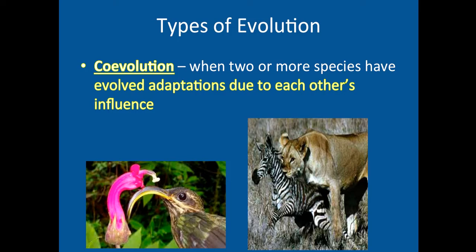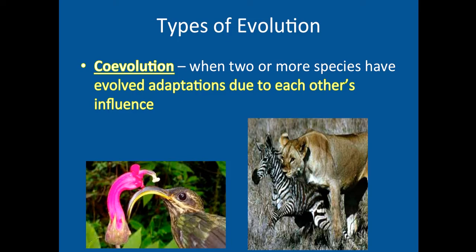Okay, so this is the fourth vocabulary term, but really the third idea of co-evolution. So if you have a co-partner or a co-pilot, you're doing something together with that other person. Same with co-evolution. This is when two or more species have evolved adaptations due to each other's influence.